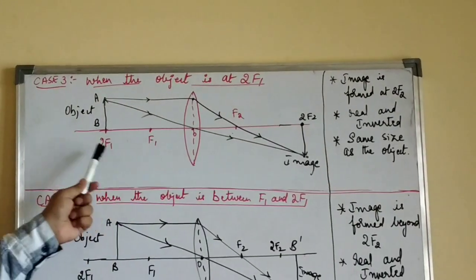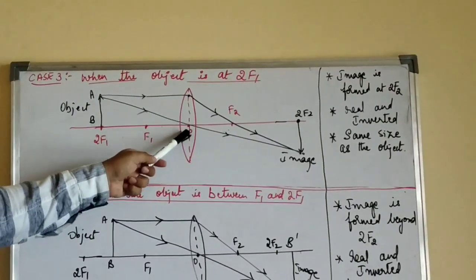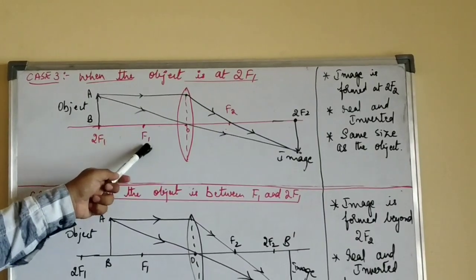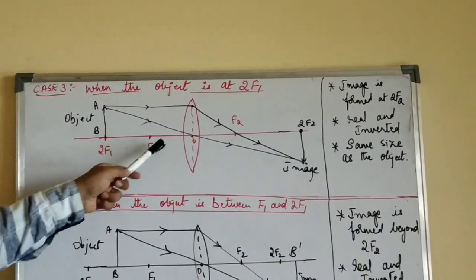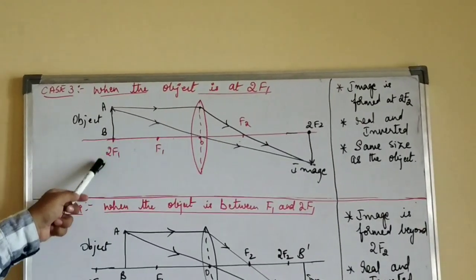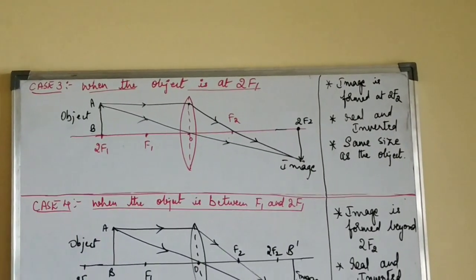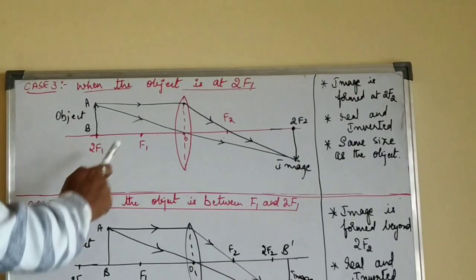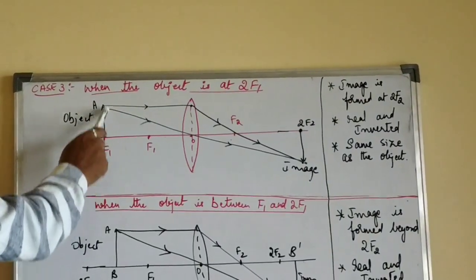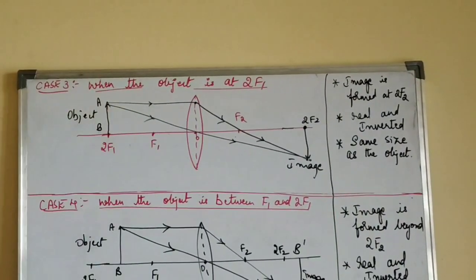2F1 means it is coming towards left, right? Now you can see here, F1 is the first focal length. This is the first principal focus and this is the second principal focus, that is 2F1. Second principal focus towards left side, okay. Now here you can see the object AB which is at exactly 2F1.